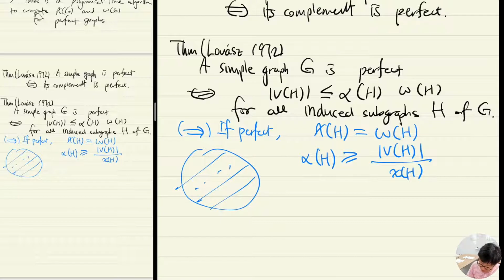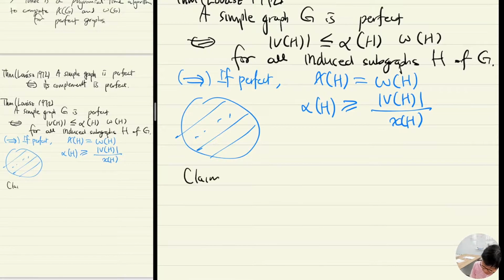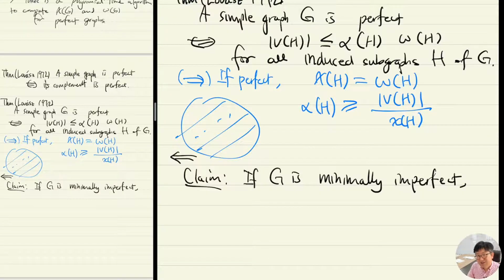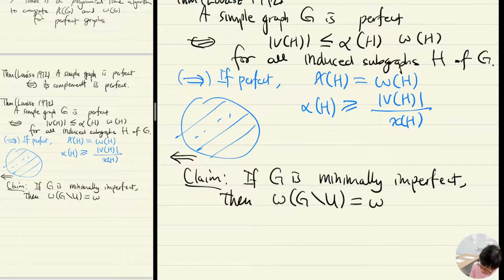So the only non-trivial direction is the backward direction. Now here's a claim. If G is minimally imperfect, meaning G is not perfect, but when you delete any vertex, it becomes perfect, then when you delete a stable set, you keep the same clique number.